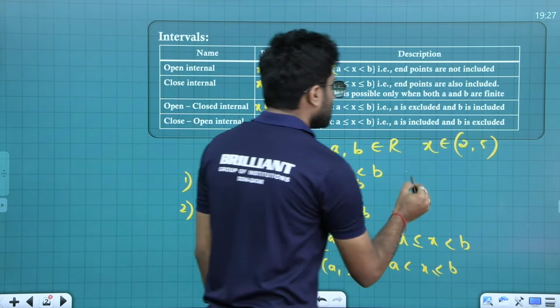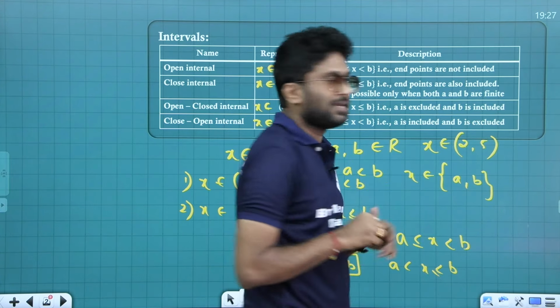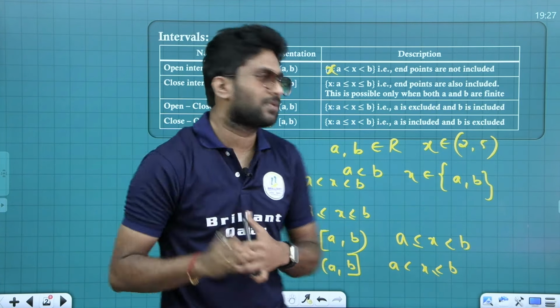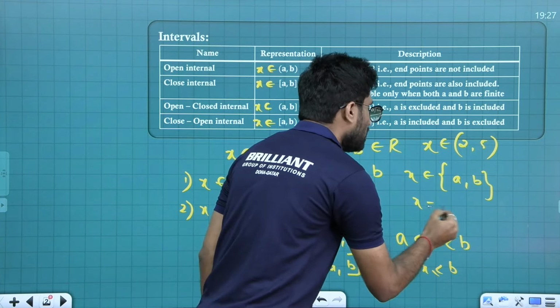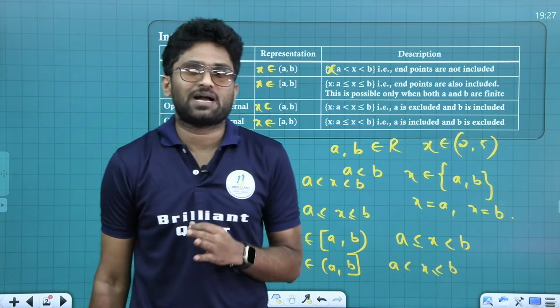Suppose I say X belongs to curly brackets A comma B. Then in this case, it is so simple: X takes only A and X takes only B. Only A comma B. That's it.